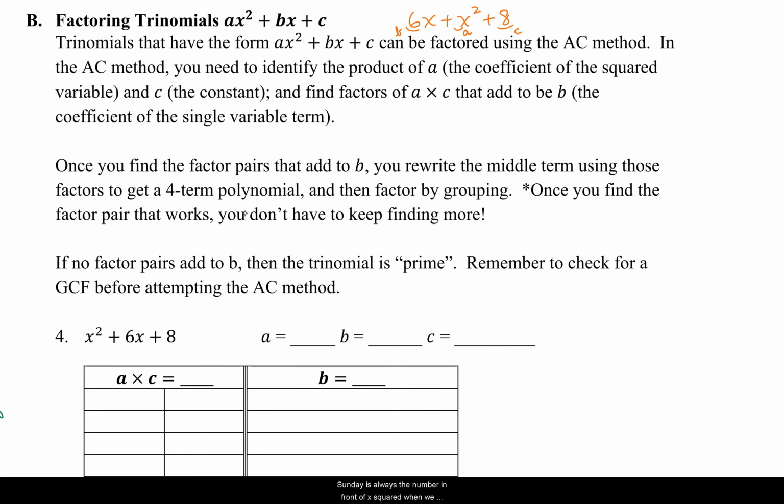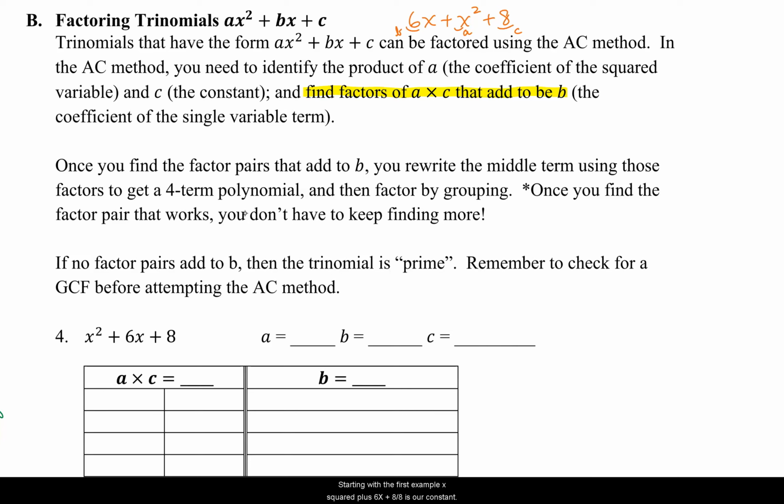A is always the number in front of x squared. When we identify A, B, and C, we can use those numbers, just like we did in the number puzzle, to find factors of the product of A and C that add to be B. And once we find those factors of A times C that add to be B, we rewrite the middle term. We split the middle term into the special factors that we just found, and then factor by grouping. Let's see this in action.